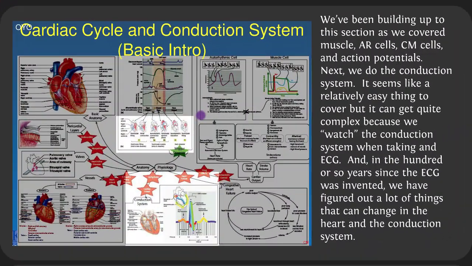Next, we're on to the conduction cycle. So we've been building up this section as we covered muscle, cardiac muscle cells, and action potential. Next, we'll do the conduction system. So we're going to look at the electricity as it goes through the heart.